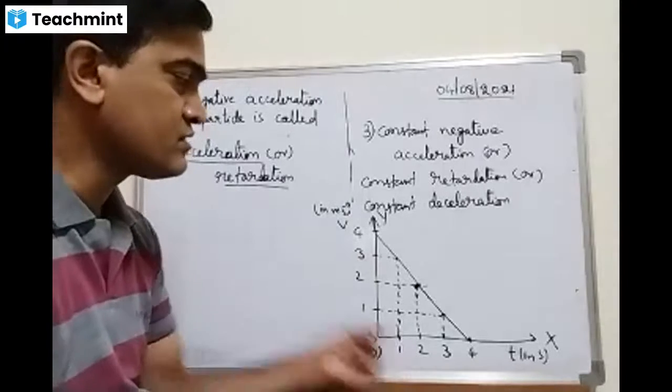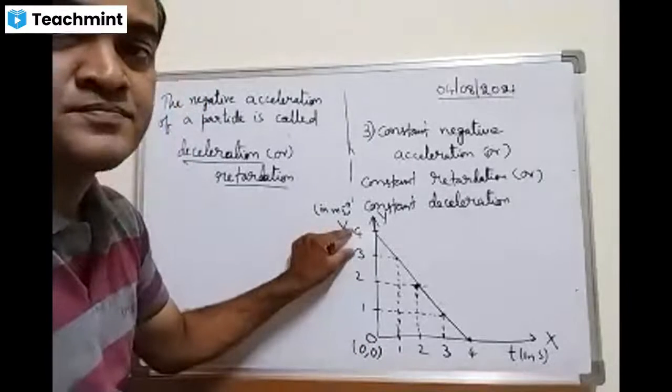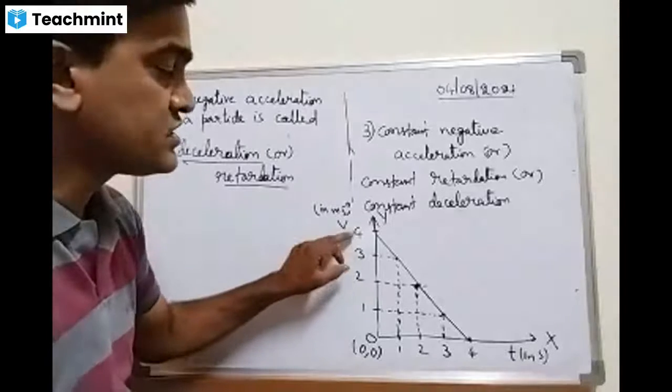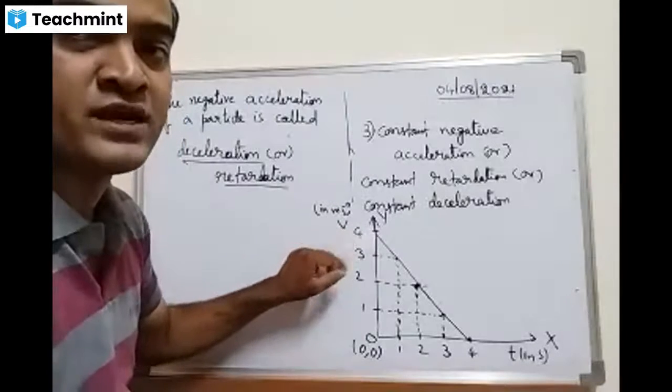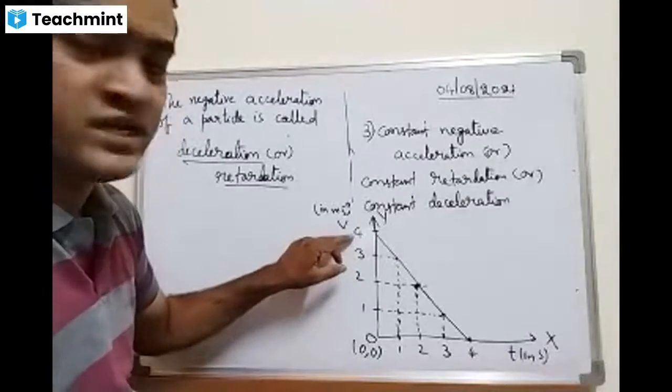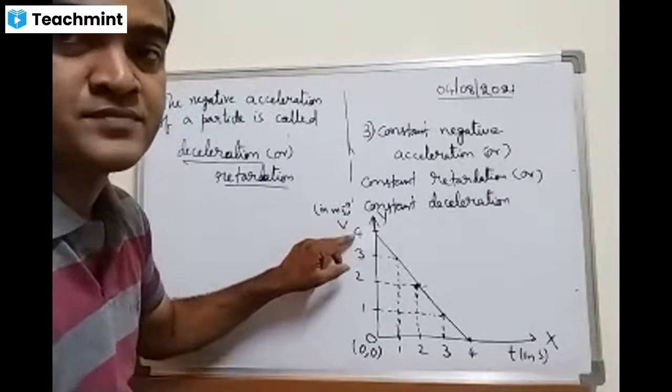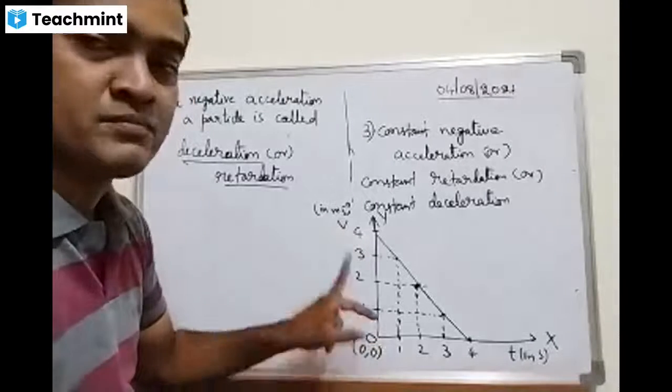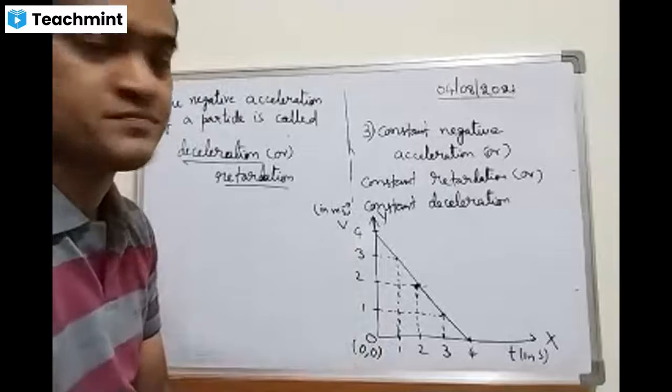During this time interval of 1 second, what is the change in velocity? Final velocity is 3, initial velocity is 4. So 3 minus 4, you will get minus 1. Minus 1 divided by 1, you will get minus 1 meter per second squared.